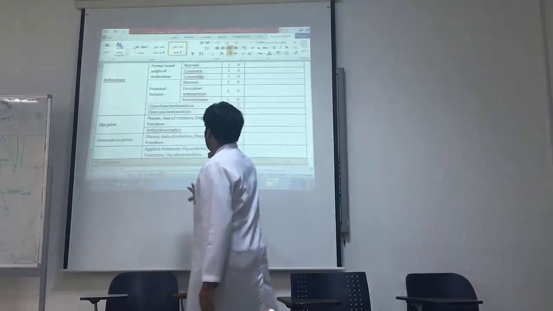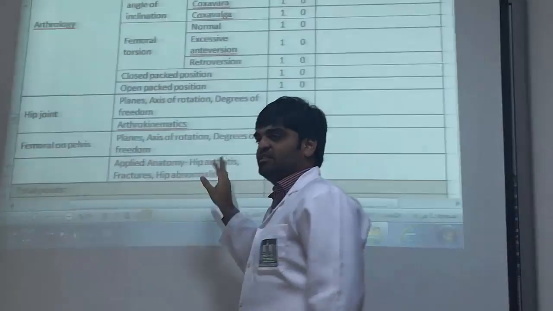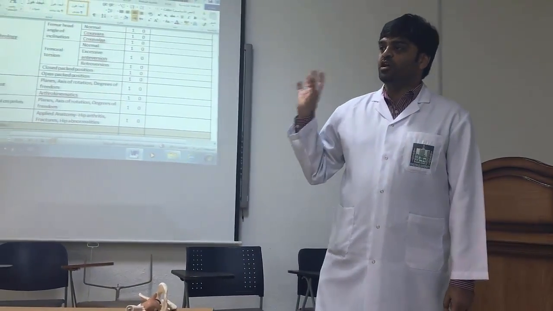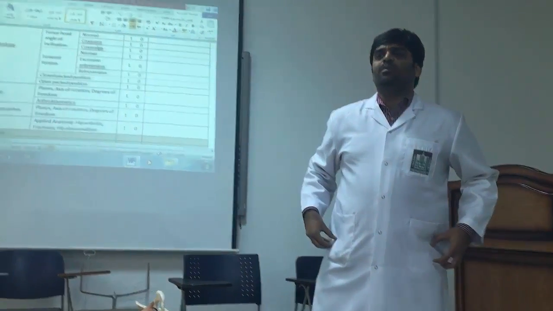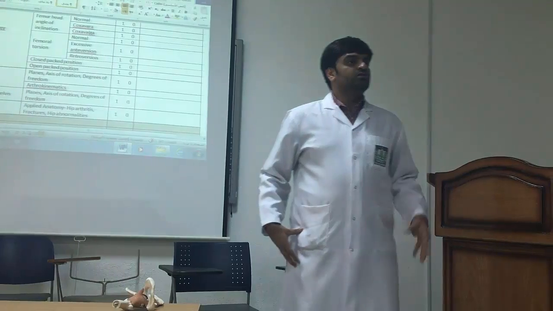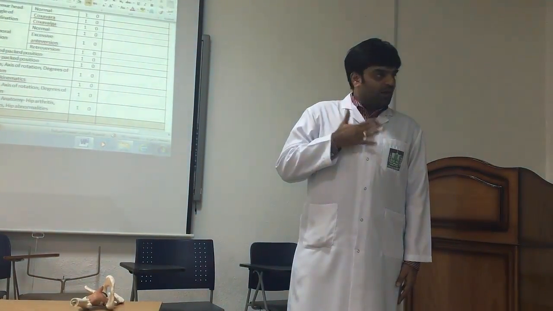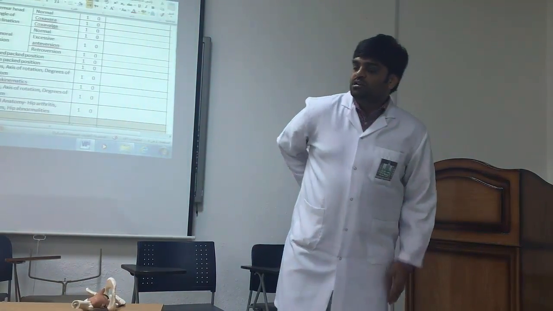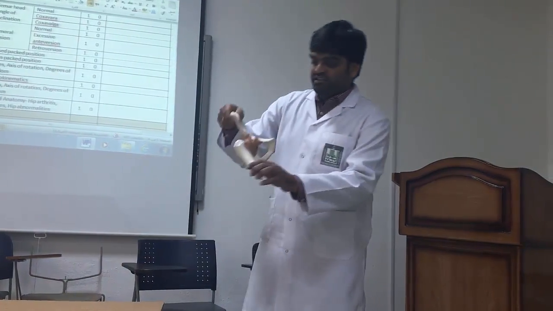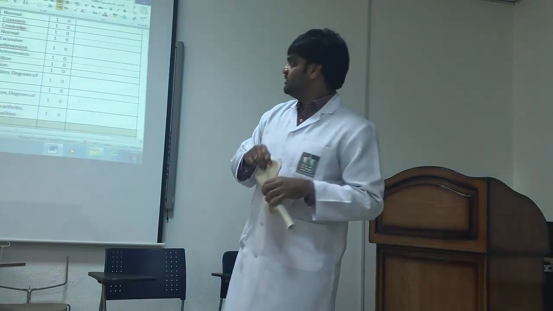Coming to the applied anatomy, hip arthritis. What is the meaning of arthritis? Inflammation of the joint or degeneration in the joint. Why is degeneration very common in the hip joint? Why is the problem in the hip joint more? Why? More load. Yes, because of the weight of your upper body and the trunk. Your upper body weight and the trunk weight will first fall on the hip joint. That's why degeneration is very, very common in hip arthritis.